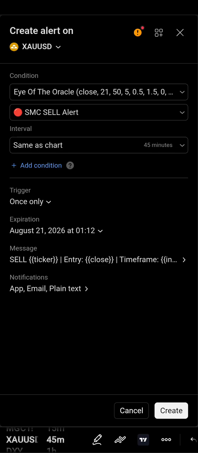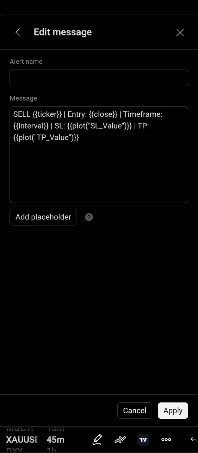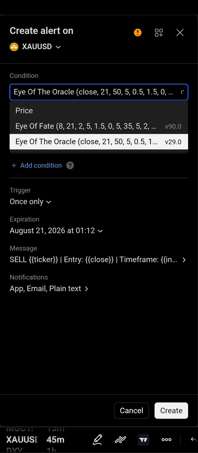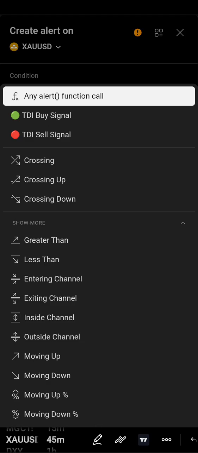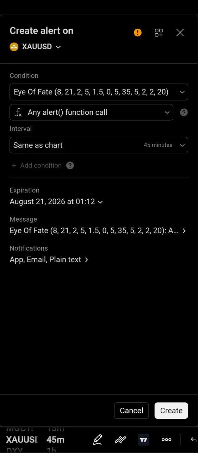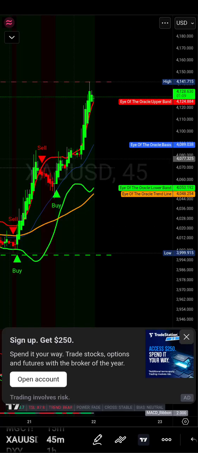So you set those alerts saying I want it to come to my phone, and then it's going to have a nice little message over here that the system is going to send. The system reads itself and sends you exactly what's going on with gold at that point in time. So once you hit that, you go ahead and hit apply, and the signal will be fired. Do the same thing for the other indicator, any alert function call, TDI buy, TDI sell. Then just hit the message, make sure your alerts were set up, make sure your condition was set up, and hit apply.